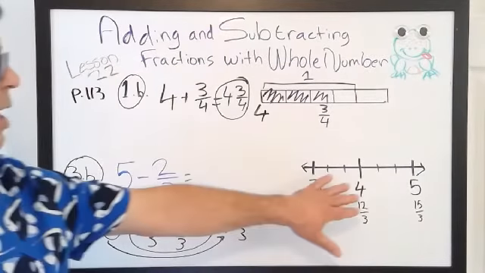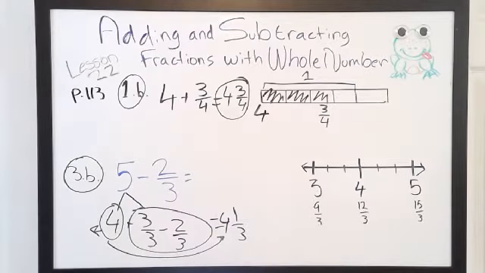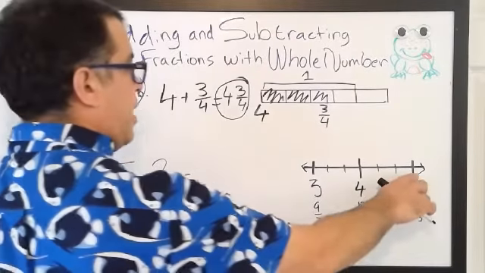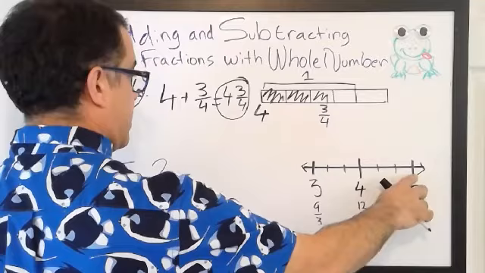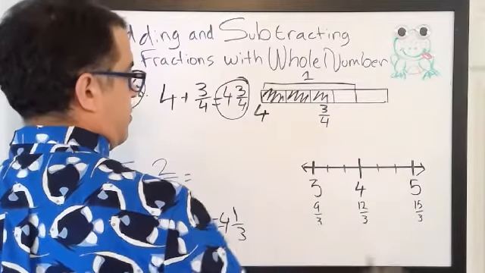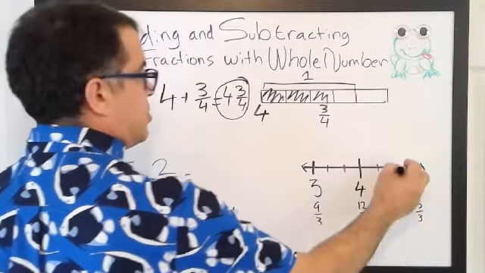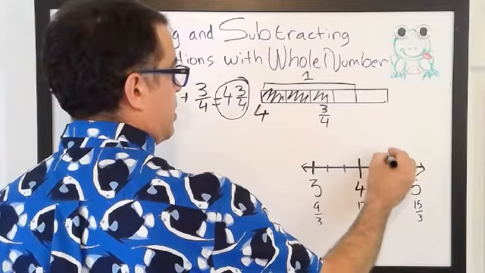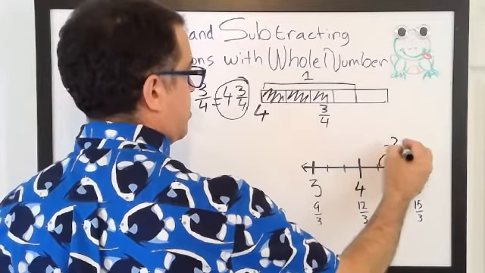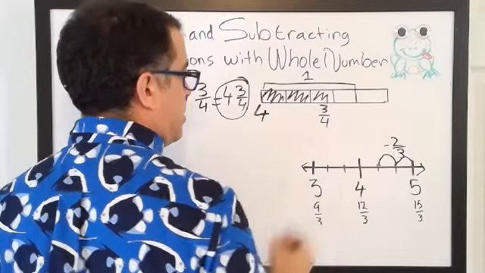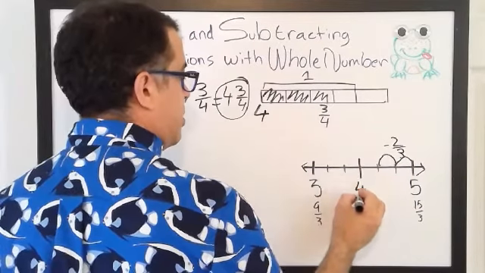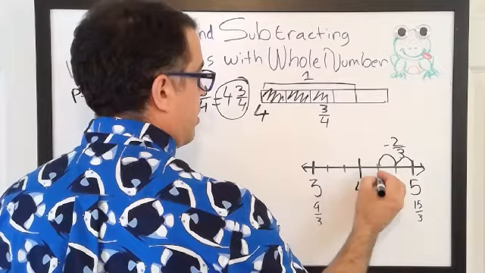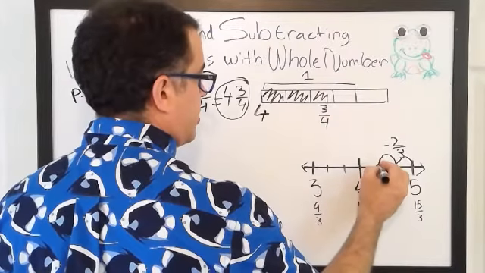Let's look at that action over here on the number line. So again, we started with 5, and we want to pull 2/3 off. Okay? So we started at 5, there's 1/3, and 2/3. So that's minus 2/3. Where does it end up? Let's look at your number line. We have 4 and 1/3. That's where it lands right there.